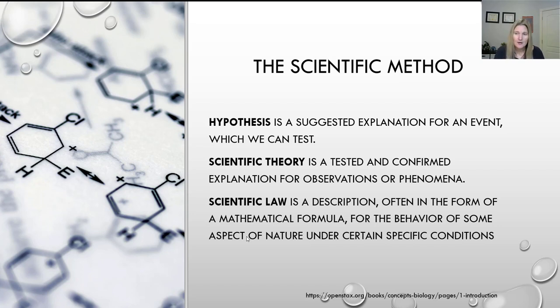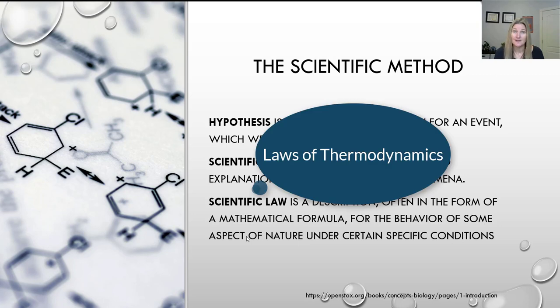A scientific law, we don't really use them too much. You won't see them too much in biology, but you'll see them in the physical sciences. A scientific law is a description, which often is a form of a mathematical formula, for the behavior of some aspect of nature under certain specific conditions. So for example, in later chapters, I can't remember off the top of my head which chapter, we might look at the law of thermodynamics.